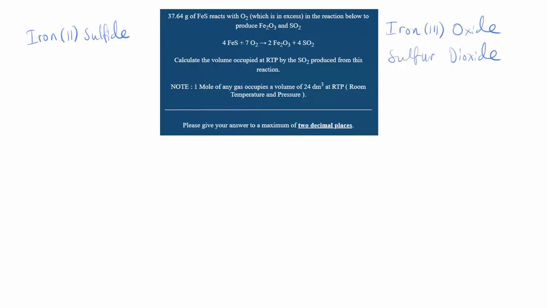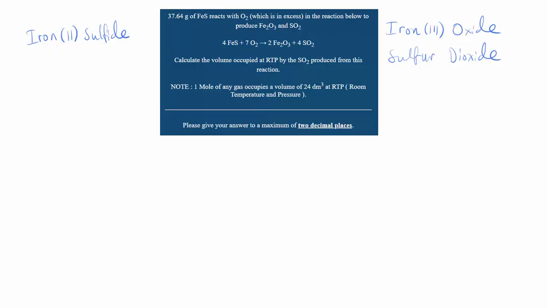we've been asked to work out the volume occupied at room temperature and pressure by the sulfur dioxide that's produced from this reaction, and we've been told the mass of the iron sulfide, and we've been told that it reacts with oxygen, with the oxygen being in excess. So how are we going to work out the volume? Well, we need to first work out the moles of the SO₂ produced, right?